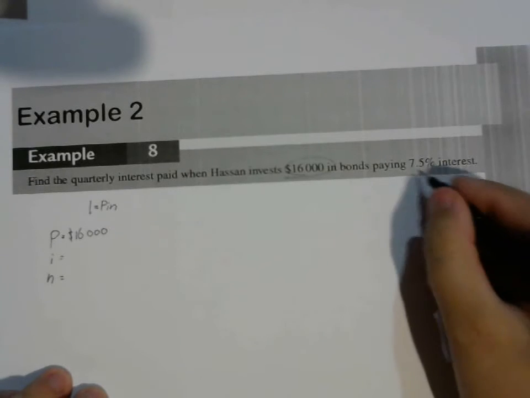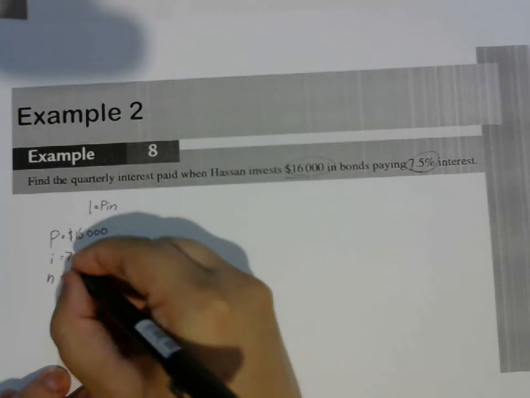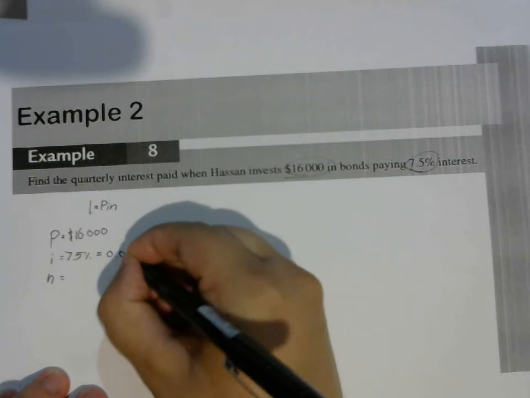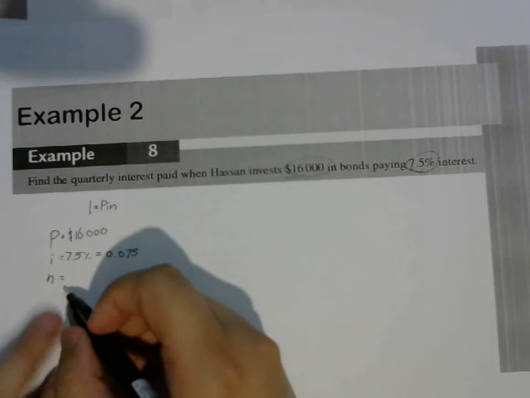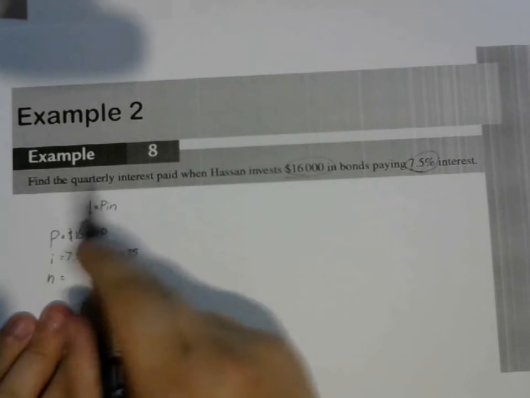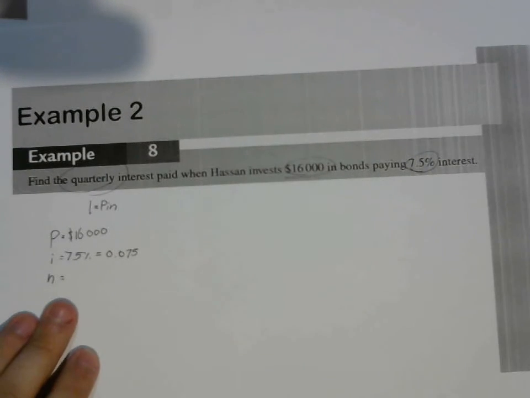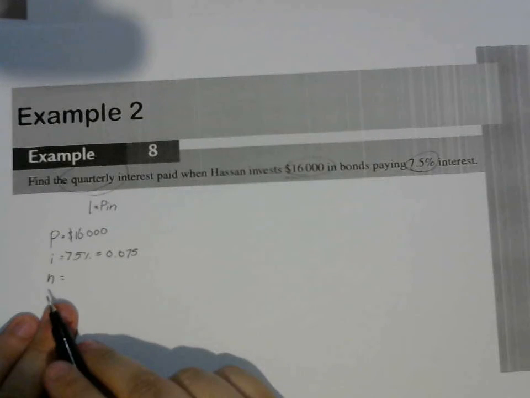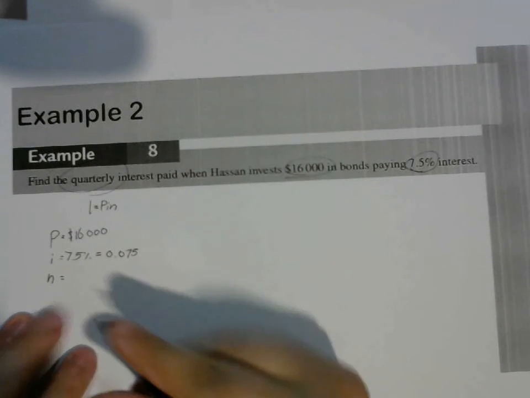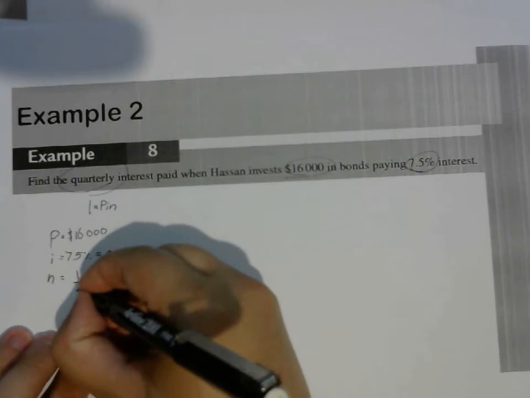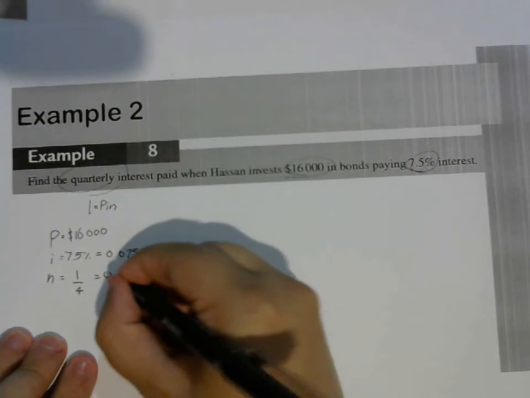He's paying 7.5% interest, which is 0.075 as a decimal. And here we have N. Now, the term is a quarter, so we're paying quarterly interest. But we need to know what the term is in number of years. Now, quarterly means we have a quarter of a year. So N is going to be 1 divided by 4, 1 quarter out of 4 quarters per year, which is 0.25.